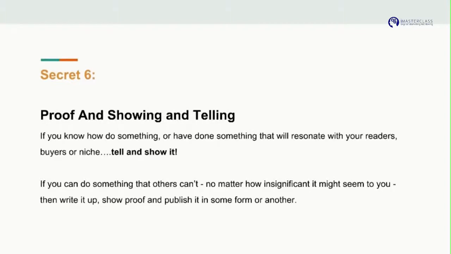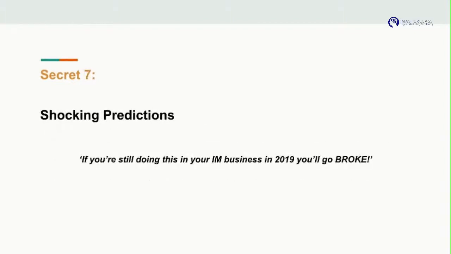Okay, and here's secret number 7, shocking predictions. For example, if you're still doing this in your IM business in 2019, you'll go broke. Now, people are very interested in angles like these because they want to know more about it. It's very effective, but it's a very simple angle to do. A flair for research helps with this one though. Because firstly, you'll need to find a news story in your niche, and it can be any niche actually that you're in. So do a search on Google, then use the news tab.